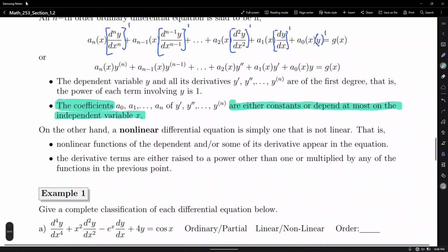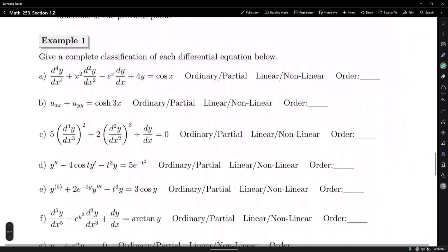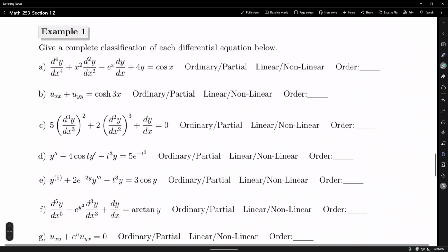Or number 2, the derivative terms are either raised to a power other than 1 or multiplied by any of the functions in the previous point. Okay, well, so you can get a better overview of this linear, nonlinear. Actually, I have a bunch of equations right here that we are going to classify. Okay, let's do one at a time.